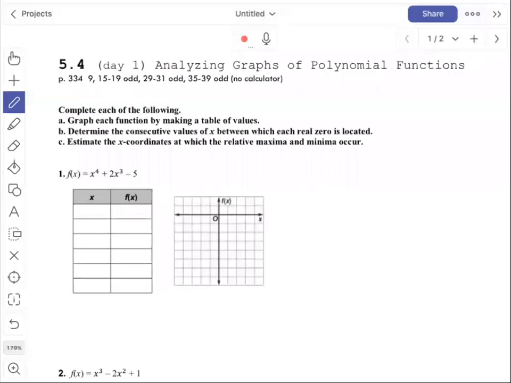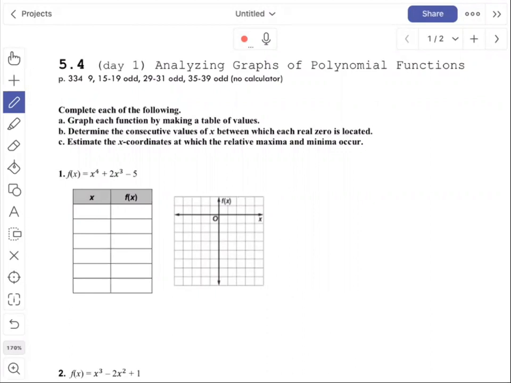All right, this is lesson 5.4, part A, day one. We'll be analyzing graphs of polynomial functions. All right, so let's just jump right into example number one. Part A says graph each function by making a table of values.